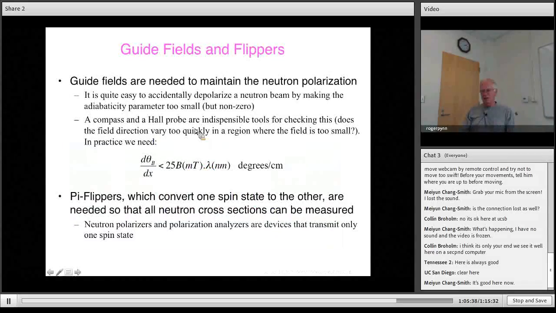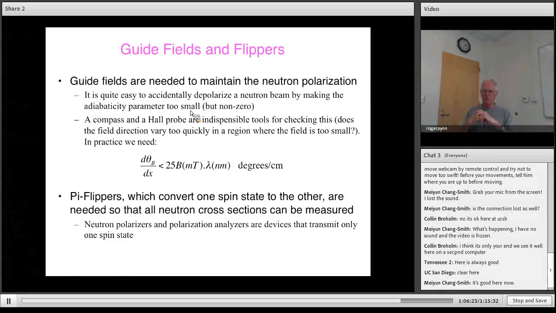As I said, in order to maintain the neutron polarization, you need a guide field, or you need strictly zero field. If you have strictly zero field, and I mean strictly zero, which is very hard to achieve, the neutron spin state won't change. But if you're not willing to try to achieve zero field, then what you need is an applied field which will maintain the direction of the polarization of the neutron beam. It's quite easy, by the way, to screw up and get things messed up so that you depolarize the beam.